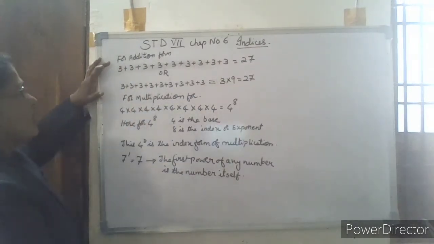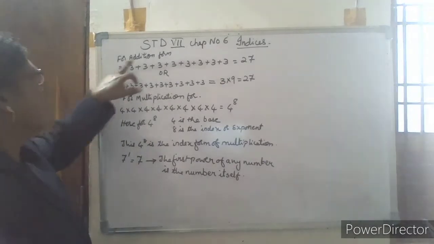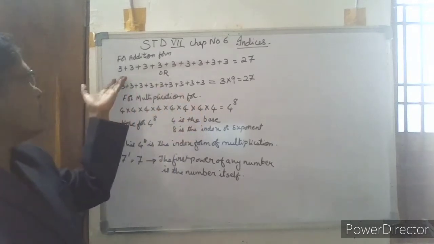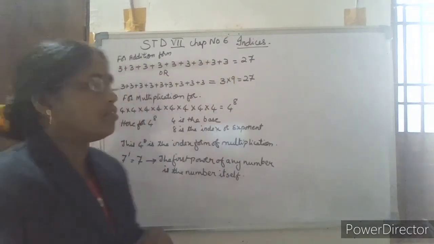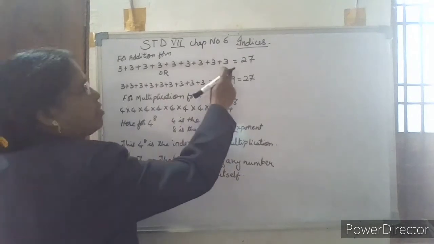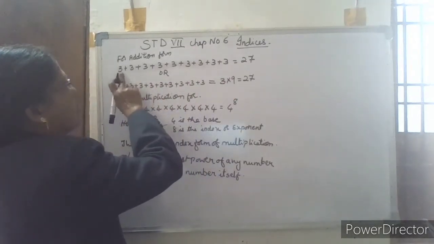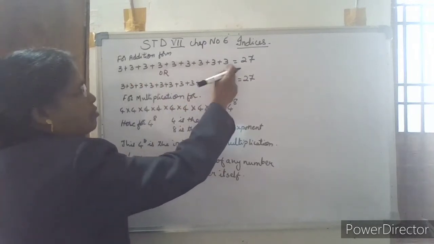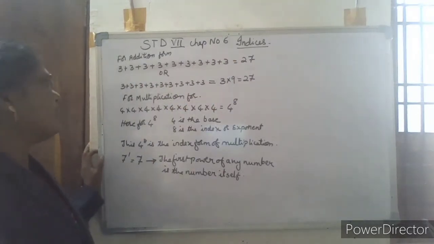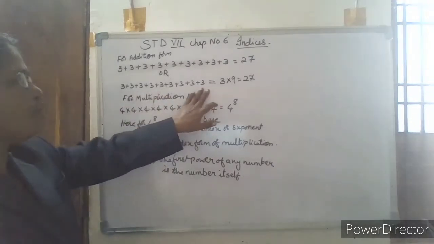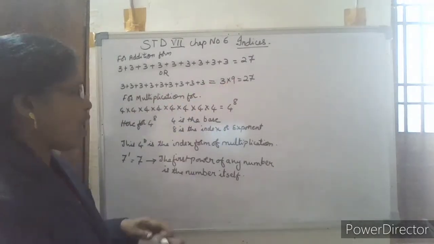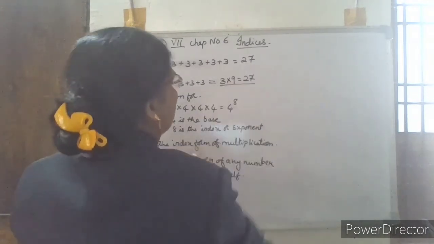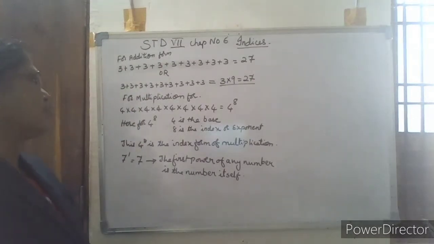Here, see, I have written some basic things. This is for addition form. See, if we have the same number added many times, then when we add this, 3 is added how many times? 1, 2, 3, 4, 5, 6, 7, 8, 9. 9 times. We get the answer equal to 27. This addition form, we can write in the short form as 3 multiplied by 9 times is equal to 27. We got the answer.